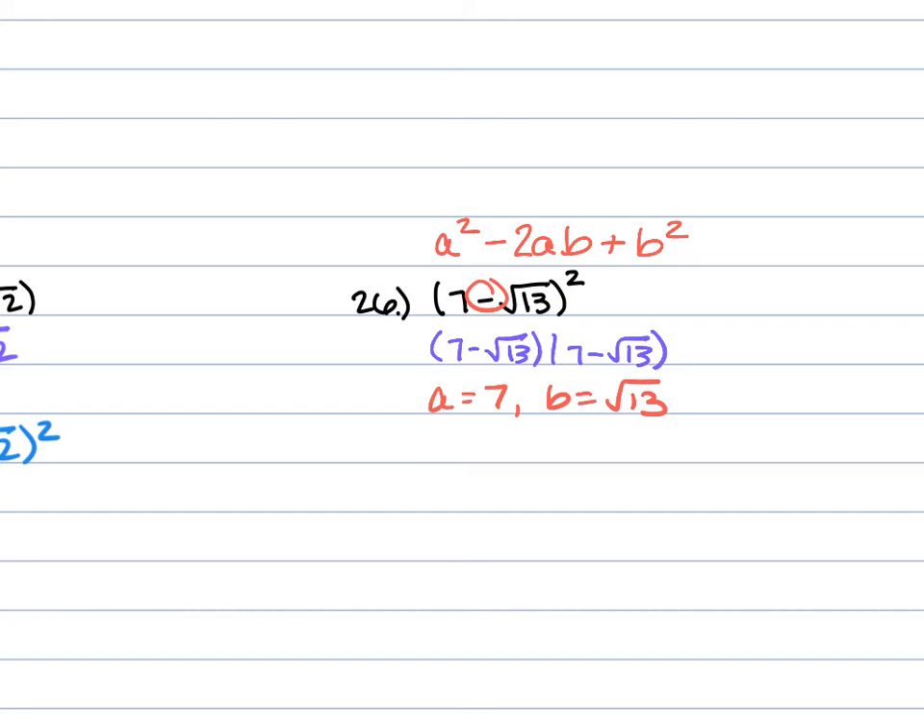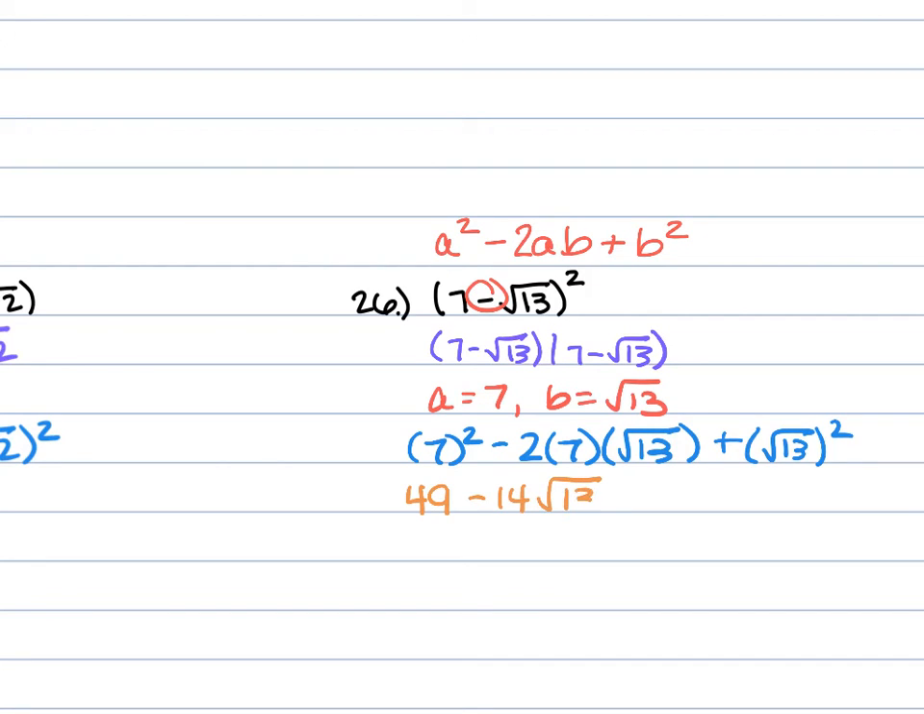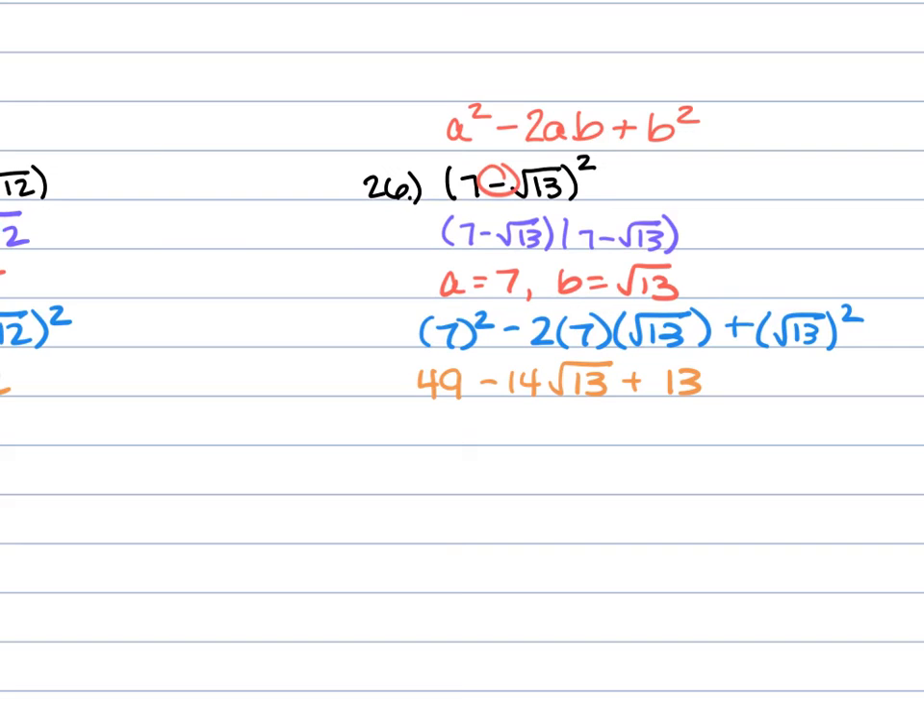So if a is 7, that would be 7 squared minus 2 times 7 times the square root of 13 plus the square root of 13 squared. So this is going to give us 49 minus 14 square root 13 plus the square root of 13 squared is just 13. So 49 plus 13 is going to give us 62 minus 14 square root 13.